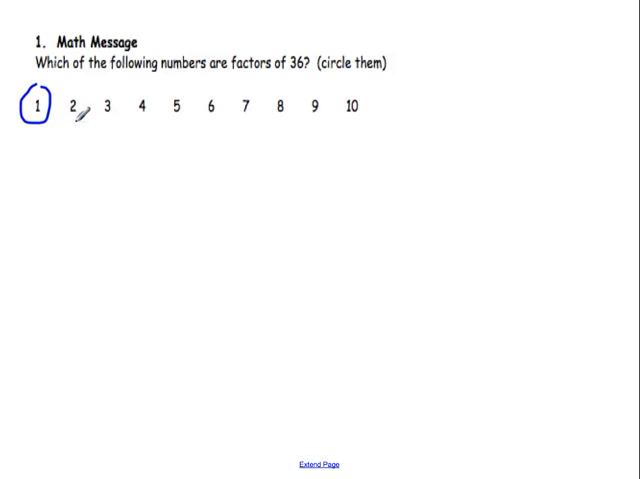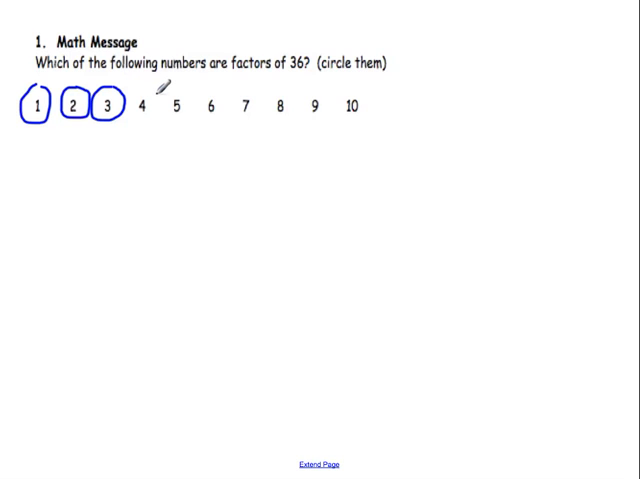Did you circle 2? Sure, 36 is an even number. All even numbers are divisible by 2, right? Did you circle 3? Well, 3 can be kind of a tough one because if we think about our 3 facts, we don't normally memorize as high as we need to go for 3. We know that 3 times 12 is 36. In 5th grade, we do want you to know your 12 facts. So in cases like this, you would know that 3 times 12 makes 36.